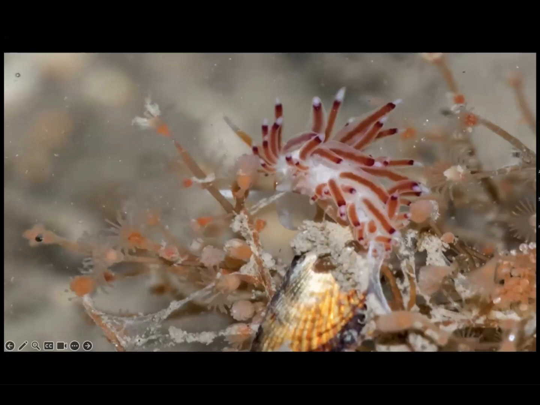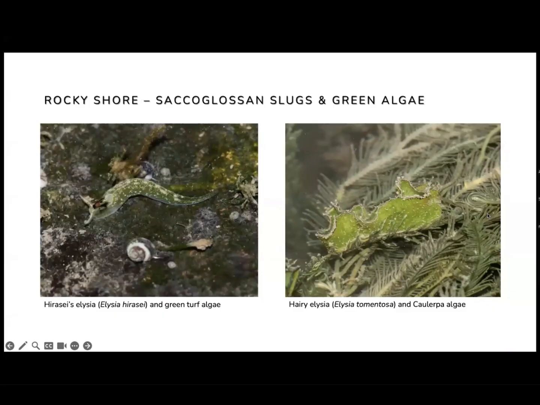That's a close up of how small these slugs can be. And this one is feeding on the polyps of the hydroid. Similarly, if you look in really shallow pools and you see turf algae, there are good chances that you will see Hirasi's alicia, which is a very small sacoglossan slug that we find in Mumbai.